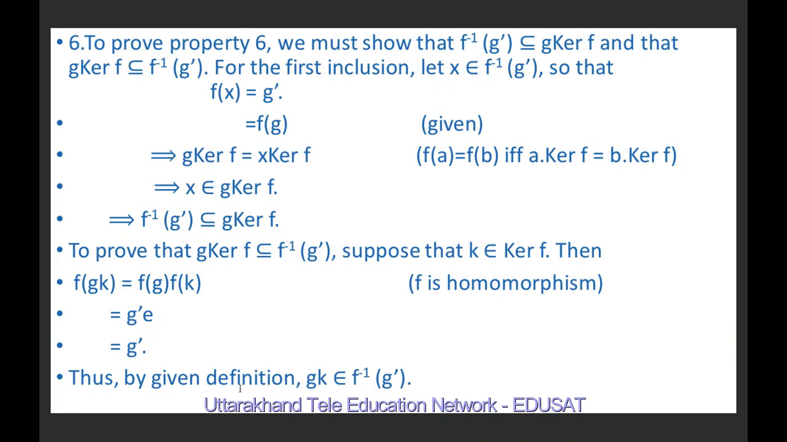Thus, by the given definition, gk belongs to F inverse G dash, because F inverse G dash is the set of all elements x belonging to G such that Fx is equal to G dash. Here F of gk is equal to G dash, therefore gk belongs to F inverse G dash. So g kernel F is a subset of F inverse G dash.